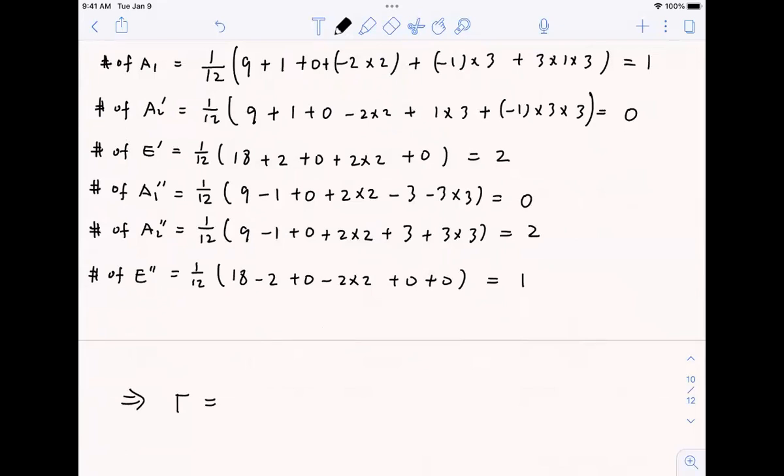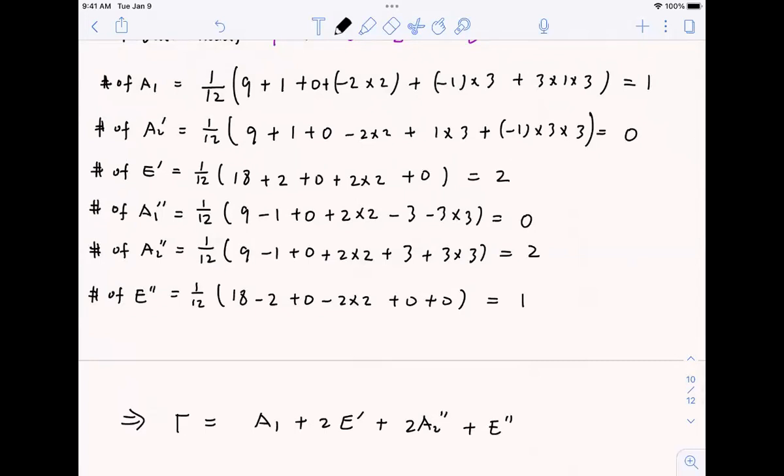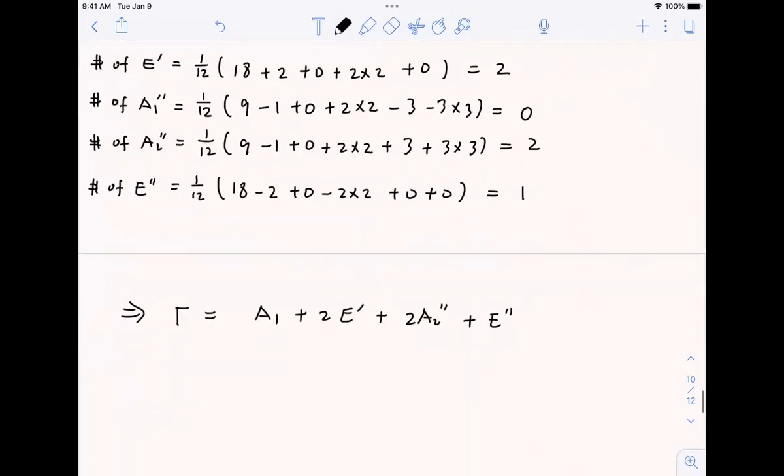So eventually, this equals A1 plus 2E prime plus 2A2 prime. This is the decomposition. Is it okay? All the algebra is very straightforward. Nothing difficult. I'm just hoping that you understand the concept.